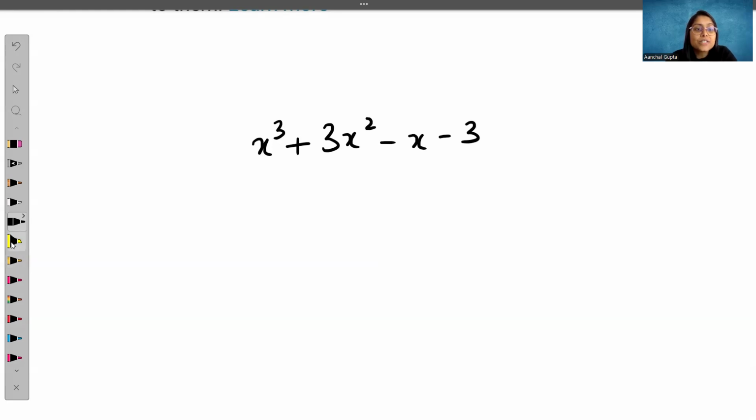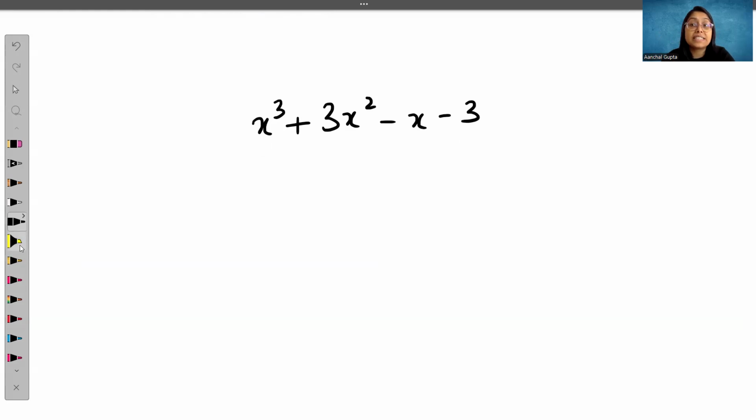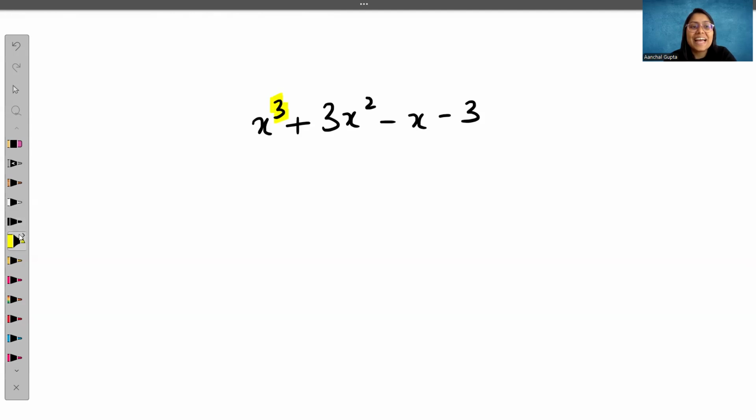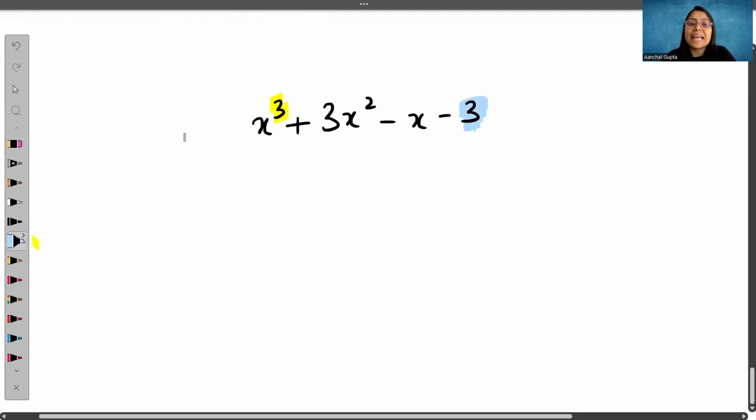So let's recall what the highest power of this polynomial is. The degree of this polynomial depends upon the highest power of the variable, right? So which is the highest power of the variable? 3. Amazing. And can you quickly tell me which is the constant over here? 3. Exactly. The one without the variable. That's quite amazing, guys.